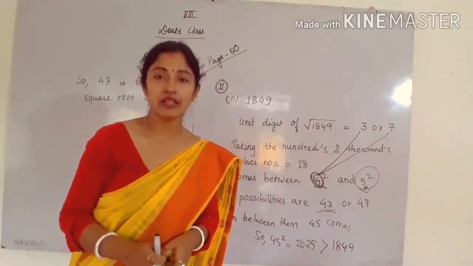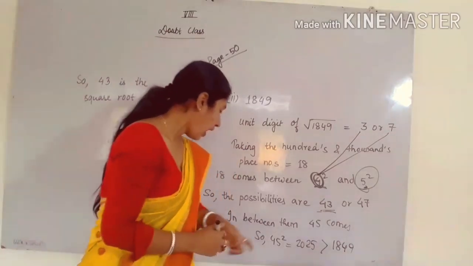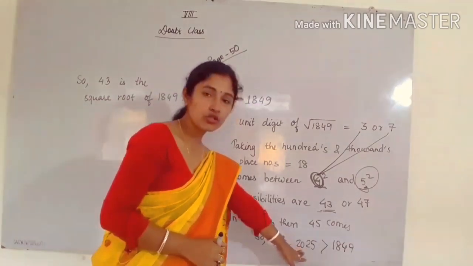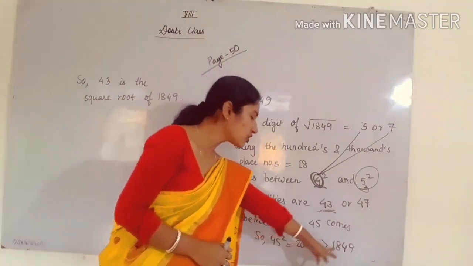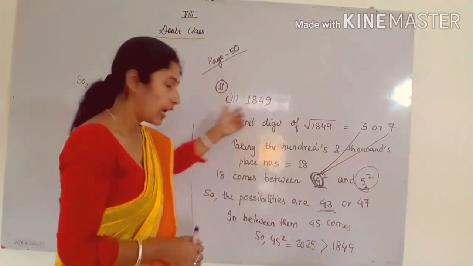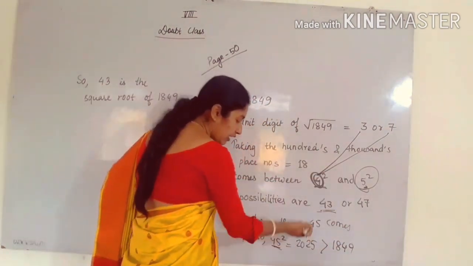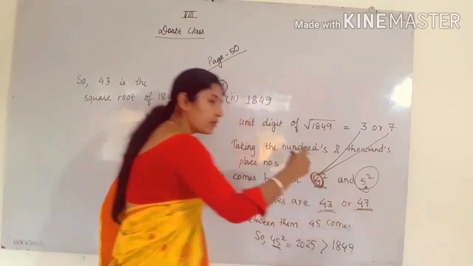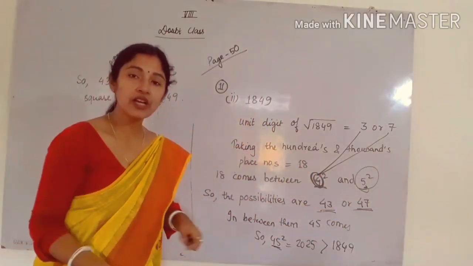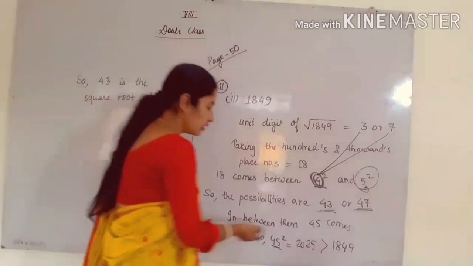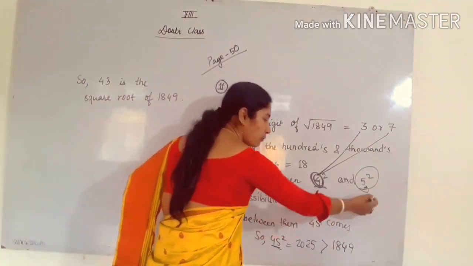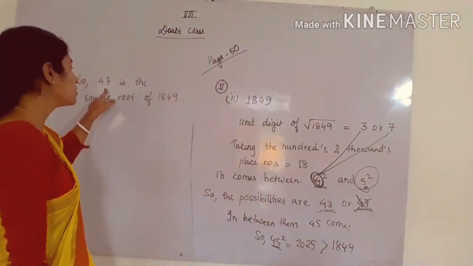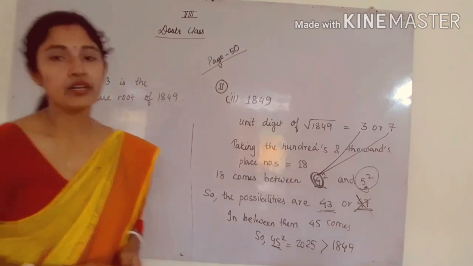We can easily find the square of 45. So I am finding the square of 45. After finding, I got 2025. Okay. So 2025 is much greater than the given number. That means what? See, if 45 square is greater than the given number, then the square of 47 will be much bigger than that number. Okay. So one possibility will be cancelled out. So we have to take 43. That means 43 is the square root of 1849.